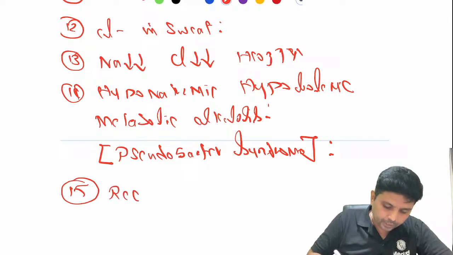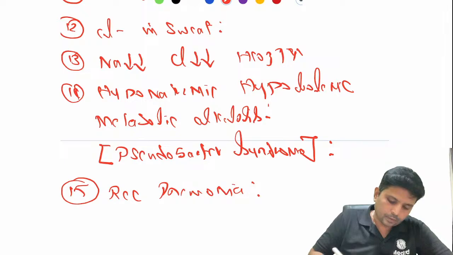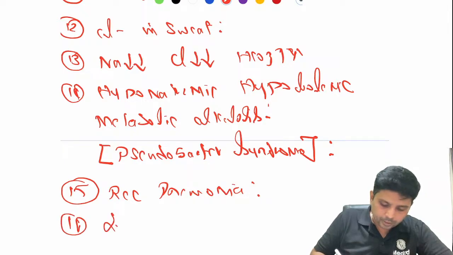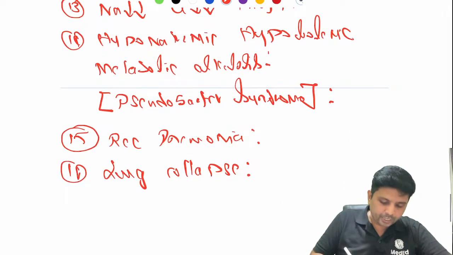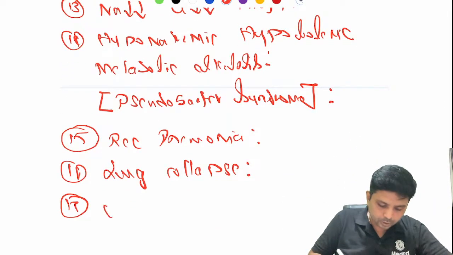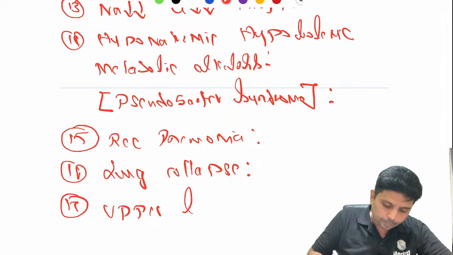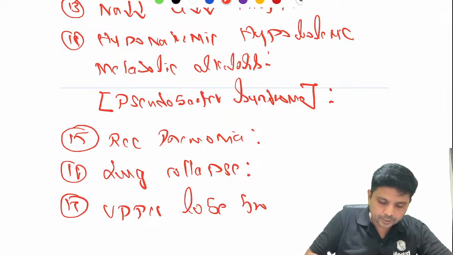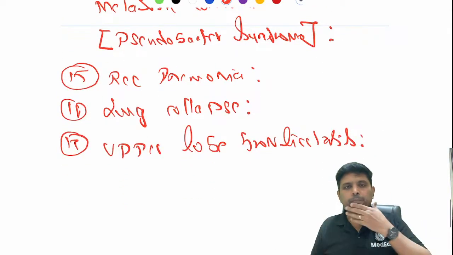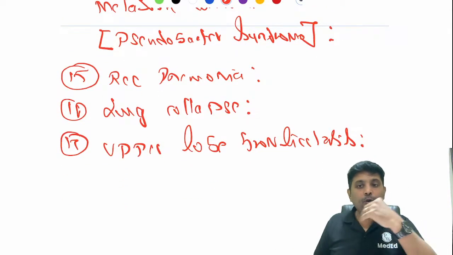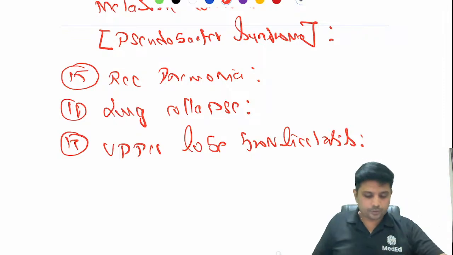It can lead to recurrent pneumonia. Because of thick mucus secretion, it can lead to lung collapse. So, which lobe is usually involved in cystic fibrosis? It can lead to upper lobe bronchiectasis.